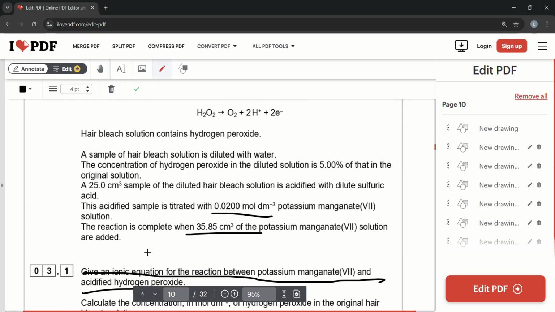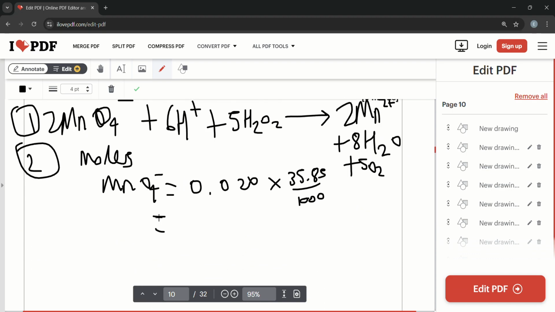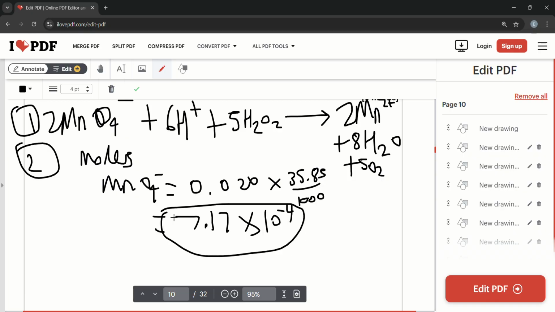because remember moles, we're going to use the other formula, moles is equal to concentration times volume. So if we do that, we get 7.17 times 10 to the power minus 4. That's the moles of MnO4⁻.